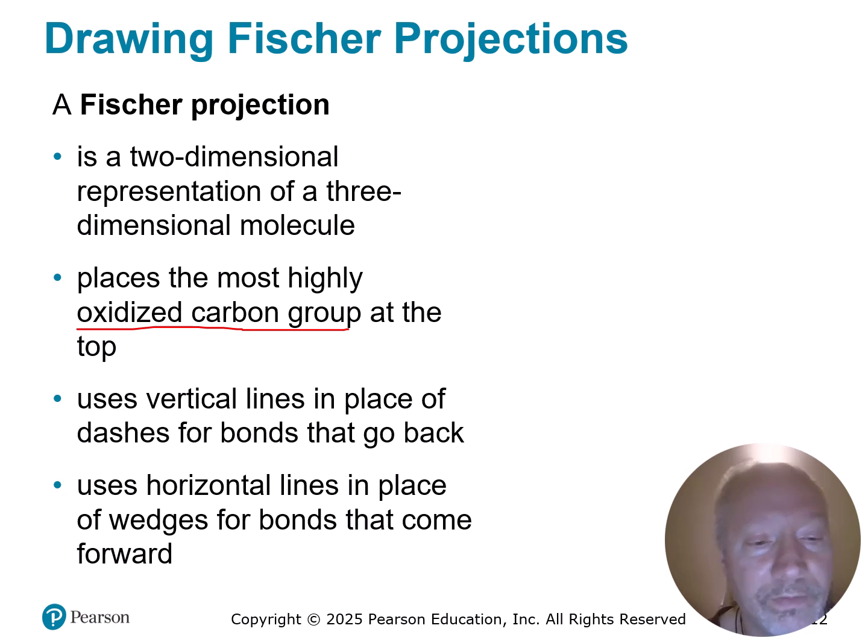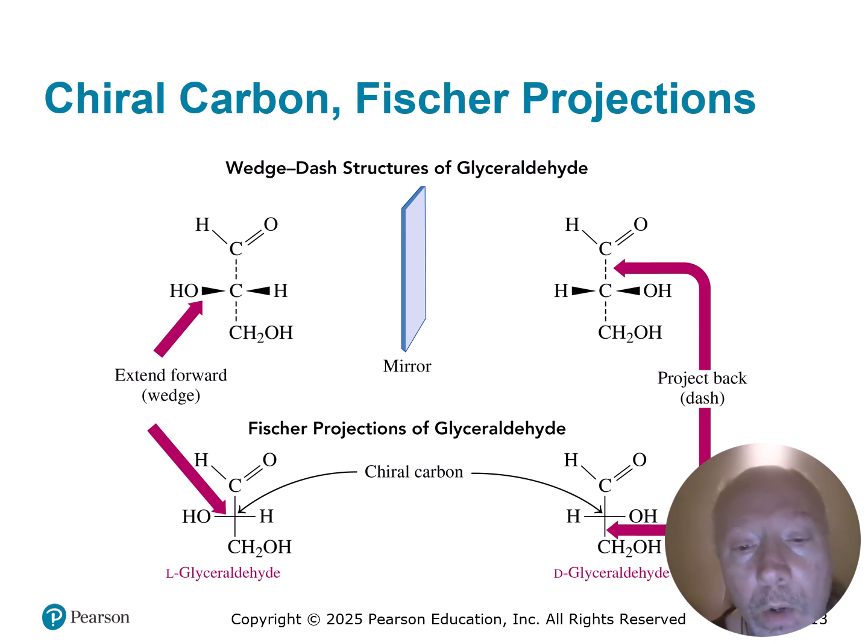Use vertical lines in place of dashes for bonds that go back, and use horizontal lines in place of wedges for bonds that come forward. Okay, so how does that work out? Well, nicely, we can see here if we have OH and hydrogen at the central carbon of interest, they come out in a wedge, meaning they're coming out at us, the audience, in the same way here, but we have the hydroxyl on the opposite side. And guess what? Remember when I talked about D and L? This hydroxyl is on the right-hand side, so it's likely going to be a D sugar. This hydroxyl is on the left-hand side. It's likely going to be an L sugar.